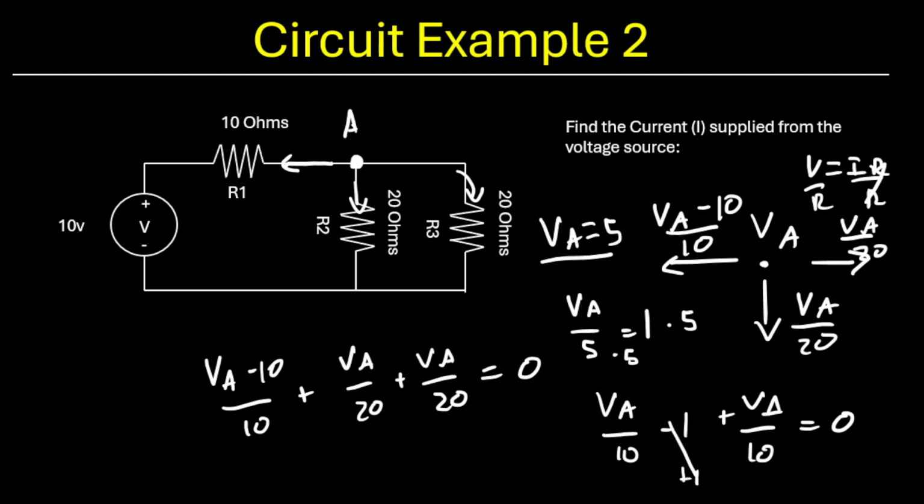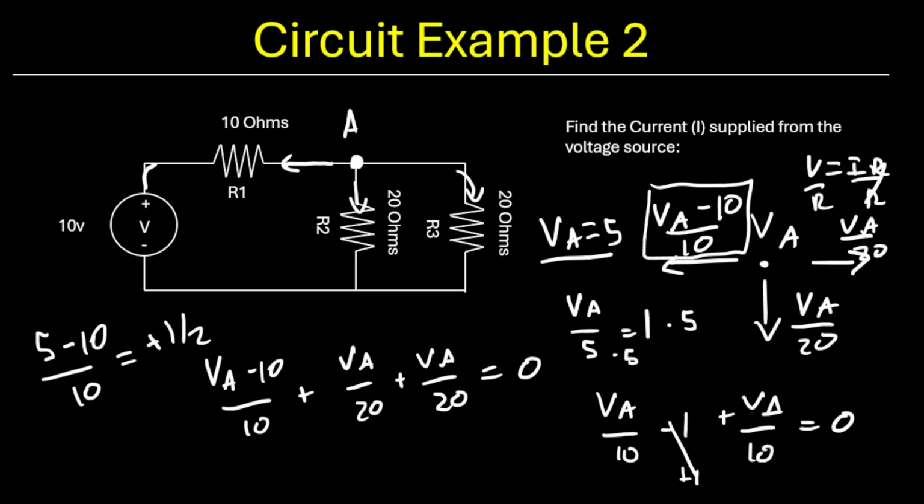Okay? Now all we need to do is plug that in here, because this is the current here, and flip the sign, and we'll know the current supplied by the voltage source. So if we take 5 minus 10 over 10, which gives us negative 5 over 10, minus 1/2, flip the sign, so the current out of this voltage source here is plus 0.5 amp.